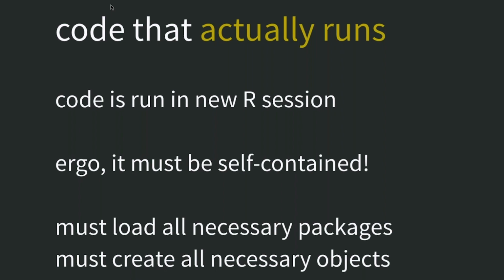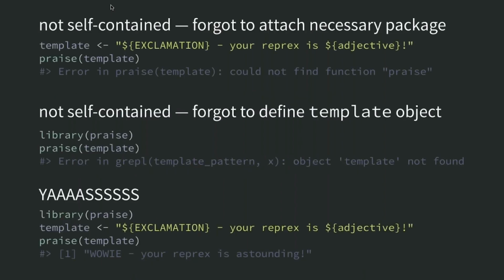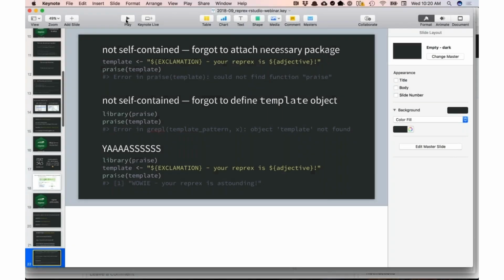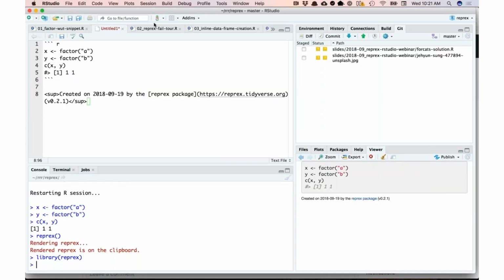You've seen one demo, we're about to do a whole bunch more. That code is taken and it is run in a completely new R session. And that means it has to be completely self-contained. So it must include the command to load all necessary packages, and it must create all necessary objects. And this can be very frustrating for people, but it's extremely important. So I'm going to go do this live to show exactly what I mean.